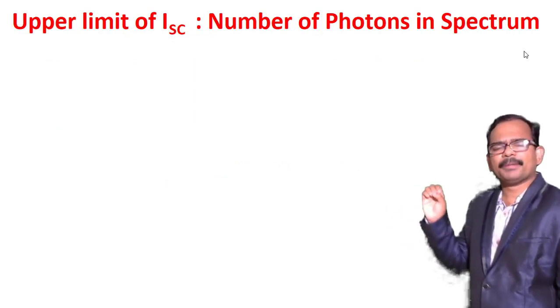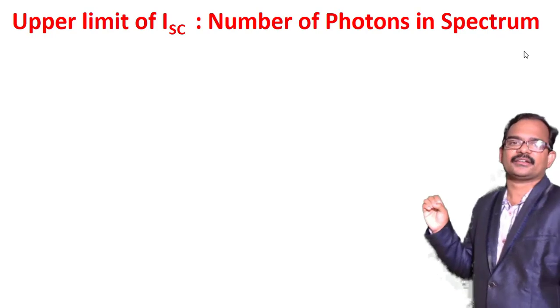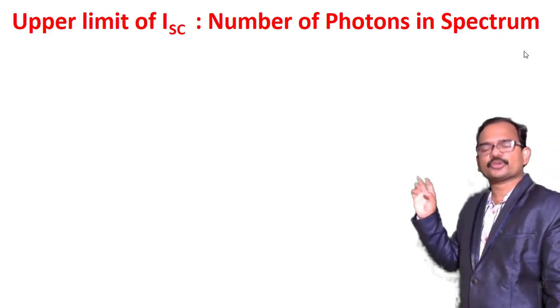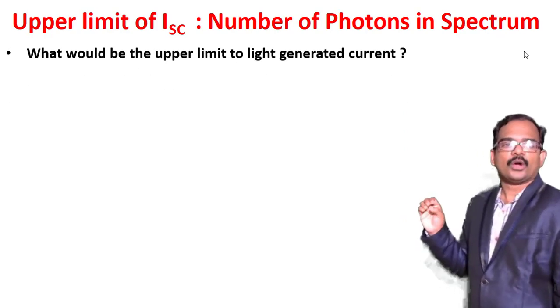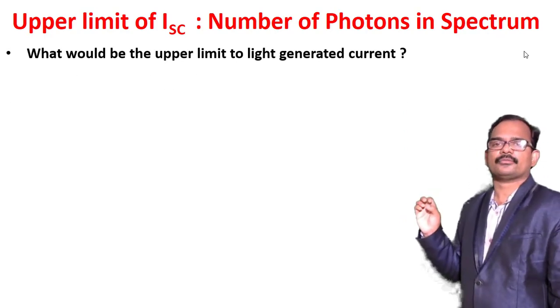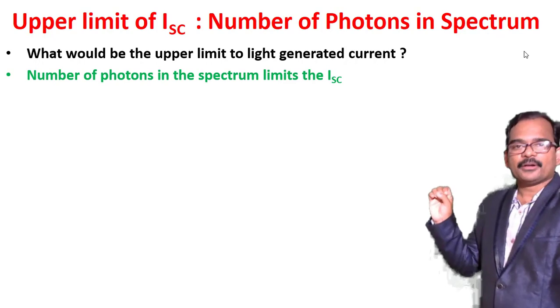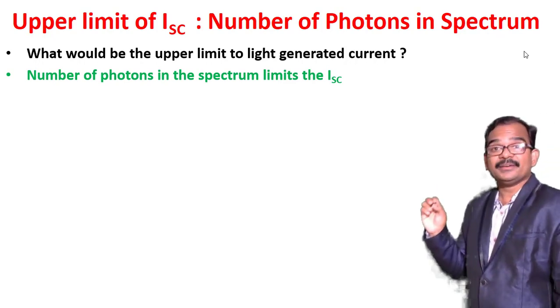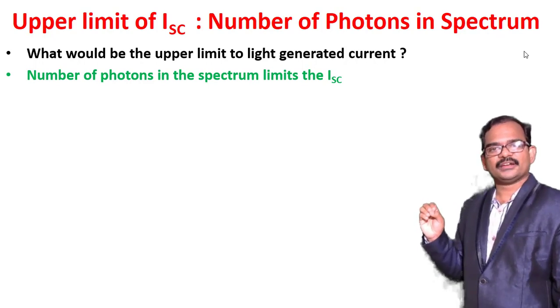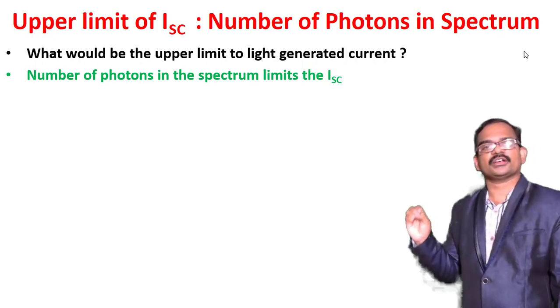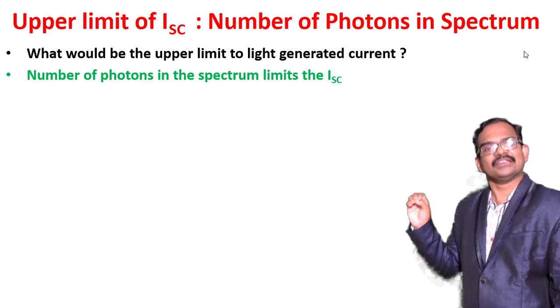The upper limit of short circuit current is determined by the number of photons in the spectrum. How is it? Let's see. What should be the upper limit of light generated current? The number of photons in the spectrum limits the short circuit current. Why? We already know that the short circuit current is proportional to the photon current, that is, the solar radiation intensity.